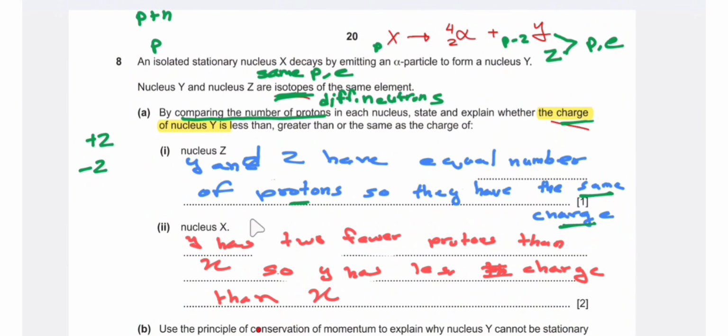So Y has 2 fewer protons than X. So Y has less charge than X, since Y has a smaller number of protons, so it has less charge than X.